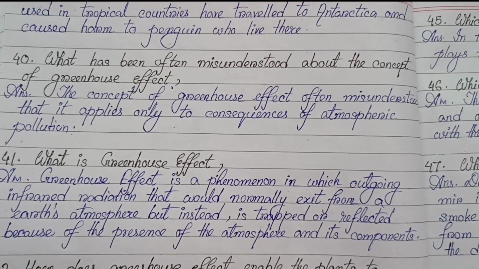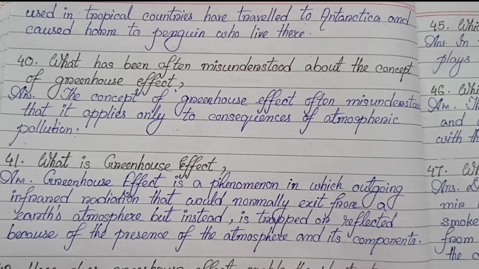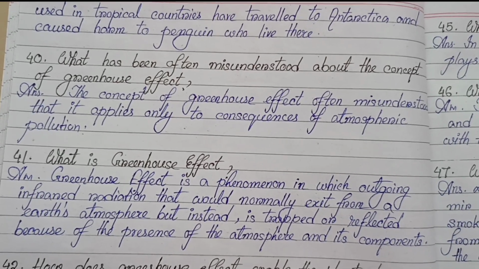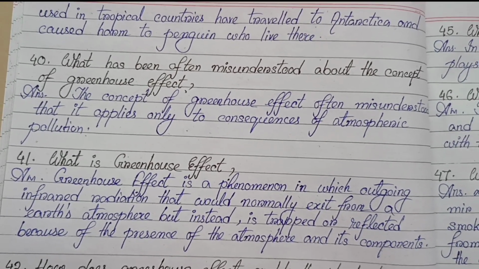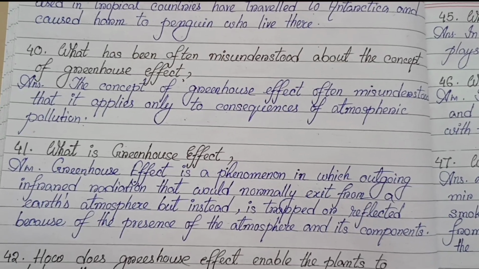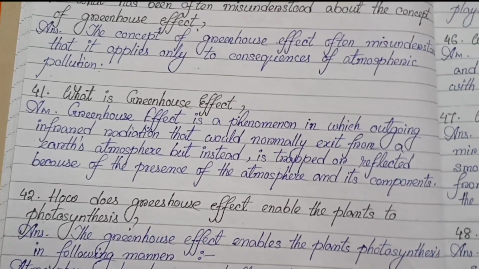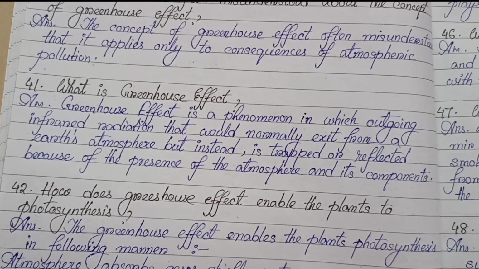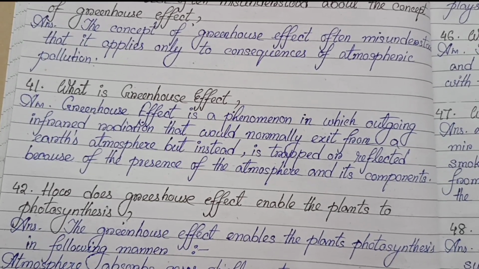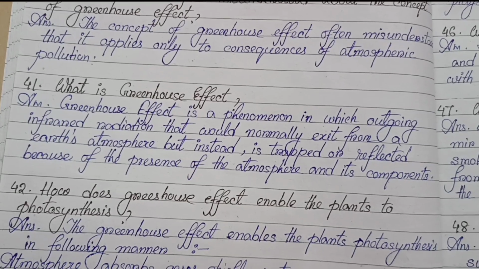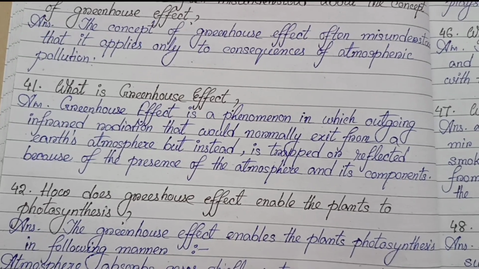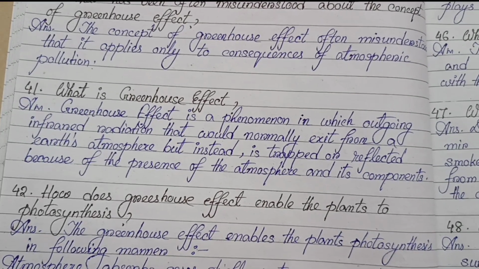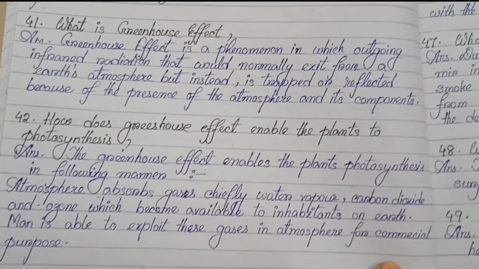40. What has been often misunderstood about the concept of greenhouse effect? The concept of greenhouse effect is often misunderstood in that it applies only to consequences of atmospheric pollution. 41. What is greenhouse effect? Greenhouse effect is a phenomenon in which outgoing infrared radiation that would normally exit from Earth's atmosphere is instead trapped or reflected because of the presence of the atmosphere and its components.